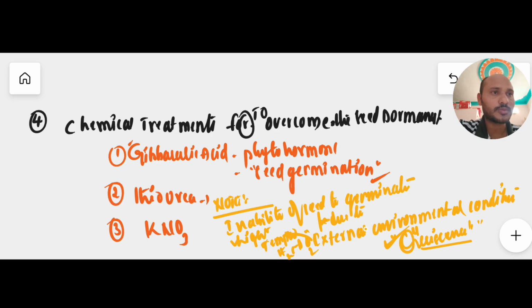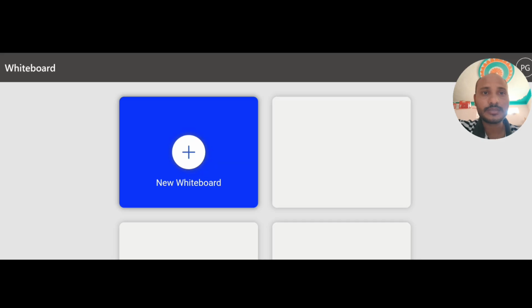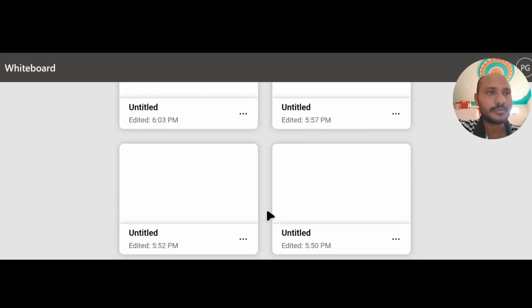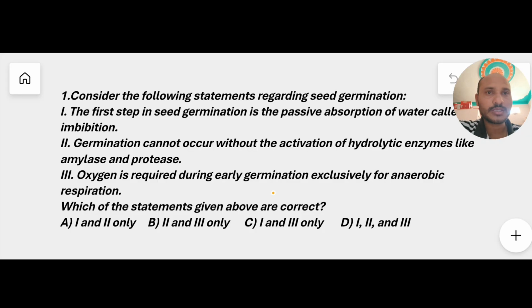So this is all about the entire concept of seed germination and seed dormancy and how to overcome seed dormancy. So with this we complete. And here I have provided three highly important NCERT based MCQs. Consider the following statements regarding seed germination. The first step in seed germination, read all these three statements. Which of the statements given are correct? Answer it and drop your answer in the comment box.